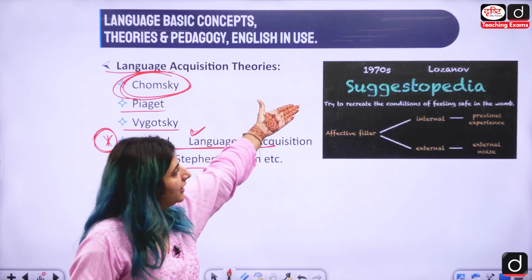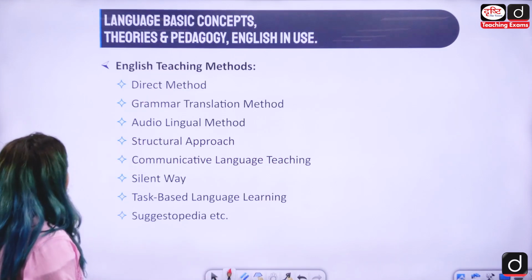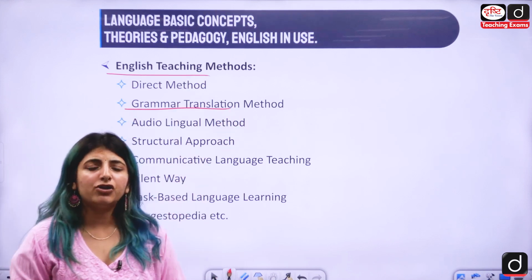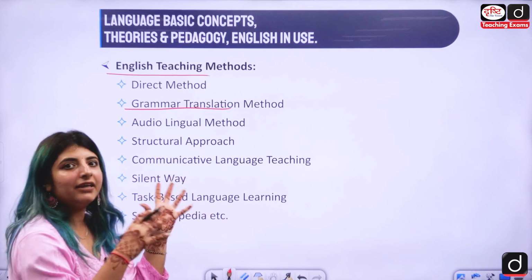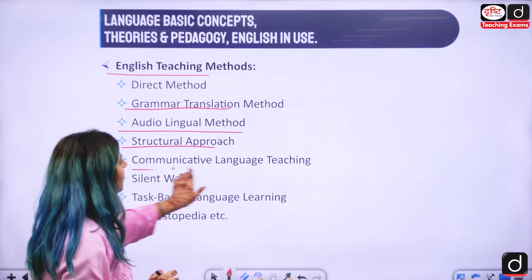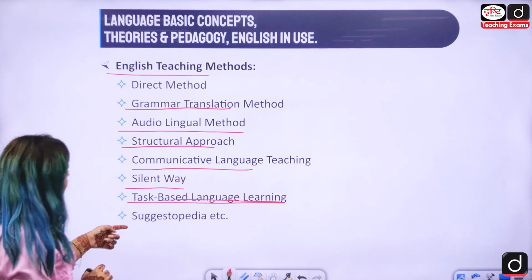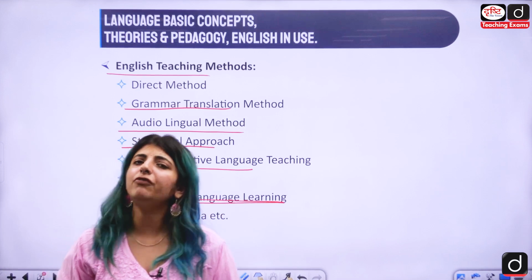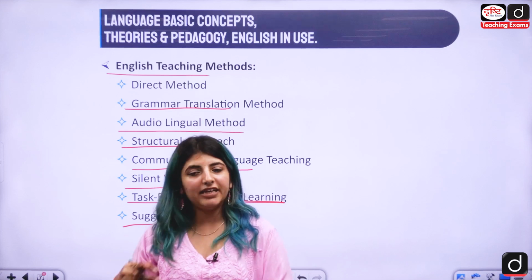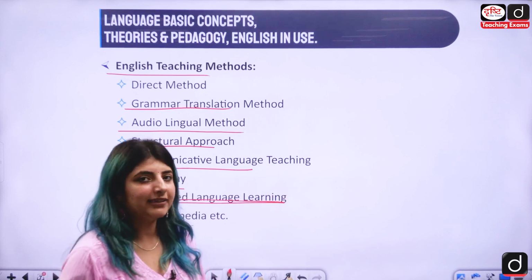acquisition. There are many theories by Lozanov as well, which talks about suggestopedia, right? So these terms such as the methods: direct method, grammar translation method, which is a classical method from the Latin ages as well, audiolingual method, structural approach, communicative language teaching, silent way, task-based language learning, suggestopedia, etc. These are some of the most important methods, I would rather say, when a person wants to be a teacher of English, or if a person wants to learn English. These are several ways which are there.